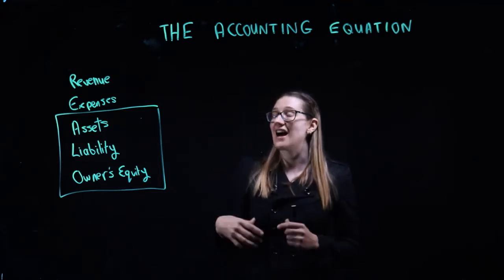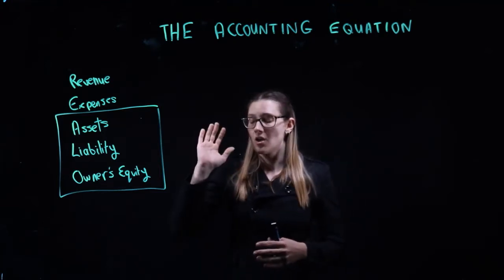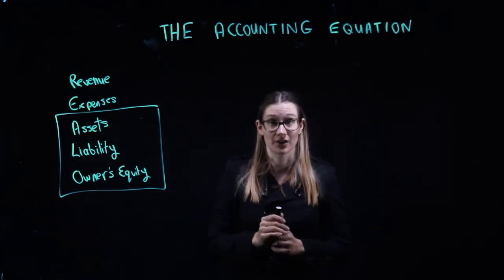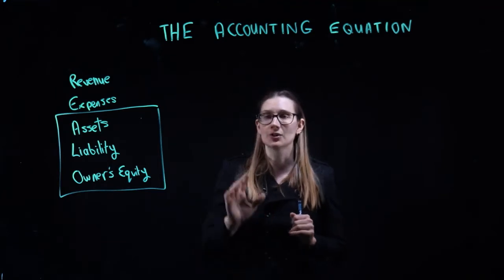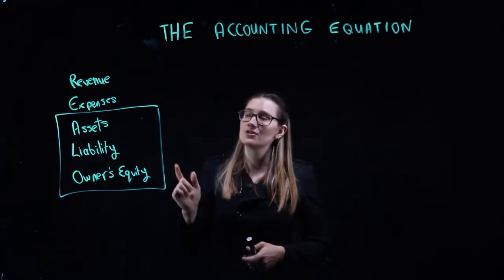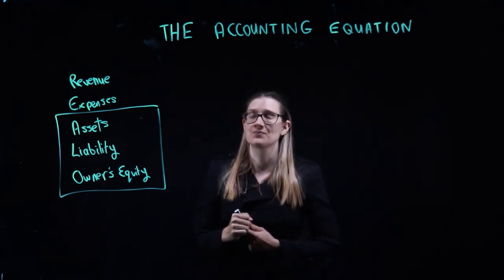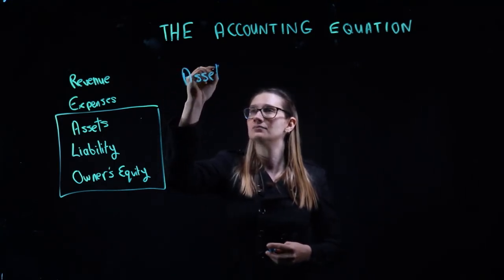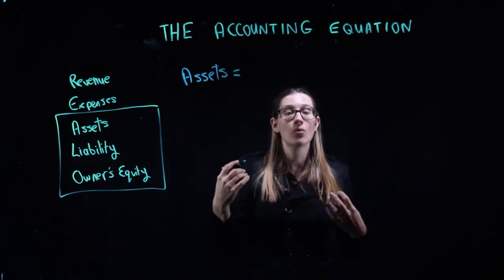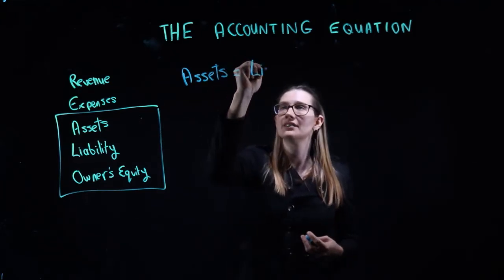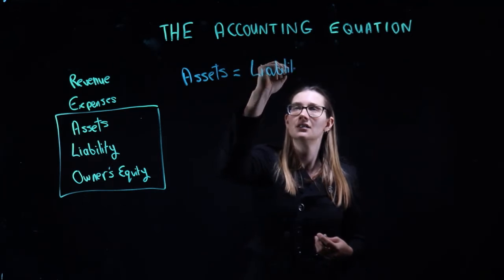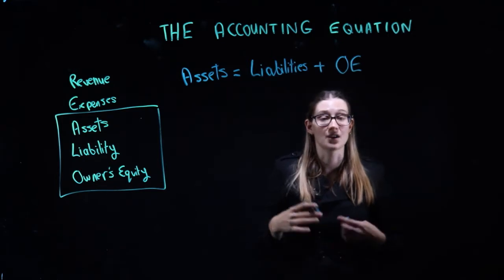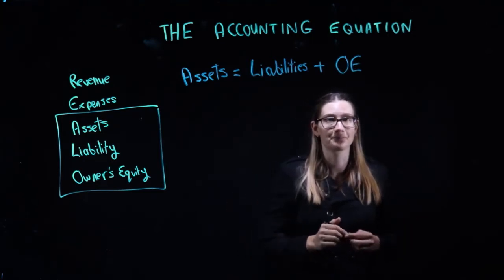Because at the end of the day, the debit side of our accounting records is equal to the credit side of our accounting records, and they will balance. So let's talk about what goes on each side. And to do that, let's start with the basic accounting equation. The basic accounting equation says that your assets is equal to what you have borrowed, your liabilities, plus your owner's equity, which I'm going to abbreviate now as OE.